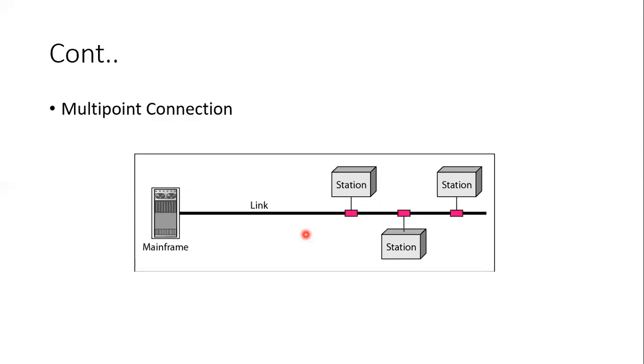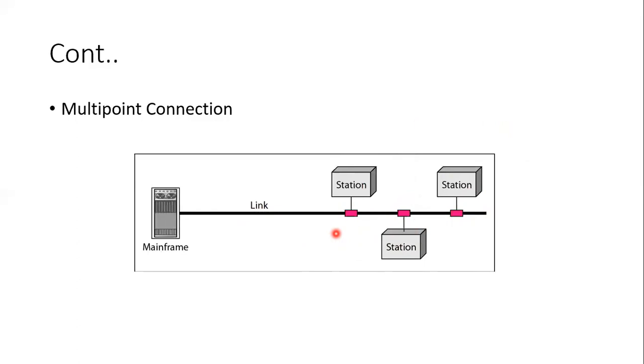Then next one is a multi-point or multi-drop connection. So you see that here is a mainframe system and various stations are connected along with a link. Therefore, a multi-point connection is one in which more than two devices share a single link. So you have the link is a single one, and then various stations are connected with this link. So this is called a multi-point connection.